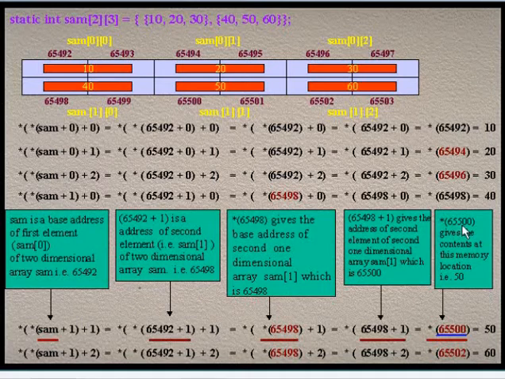*(65500) gives the content of this memory location. And what is the content of 65500? It is 50. Hence this is equal to 50. Is it clear? So we have accessed the content of sam[1][1] through the pointer expression, this one. Have you understood the concept? Thank you.